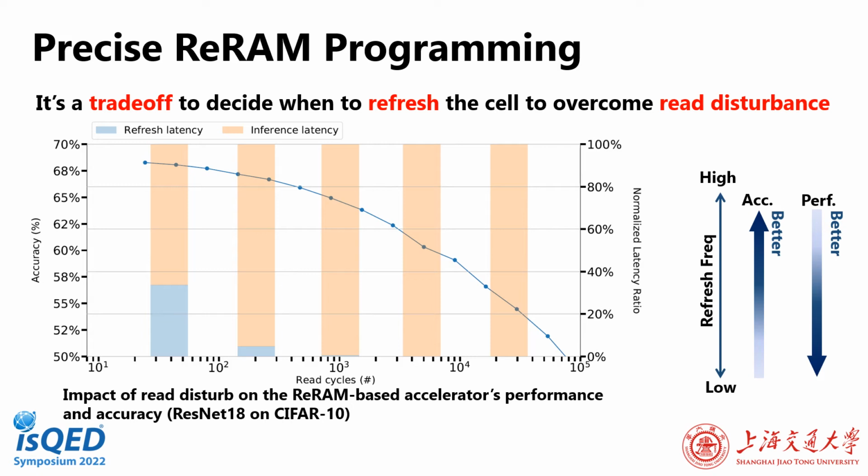If you refresh frequently, the read disturbance is eliminated, but the system will halt more frequently. If you don't refresh, the accuracy will be significantly reduced. We perform an exploration to find the balance point. For ResNet-18 on CIFAR-10, a decent choice is to refresh after 200 cycles of read, where the refresh latency only takes less than 1%. Or we could choose other points based on the practical requirements.